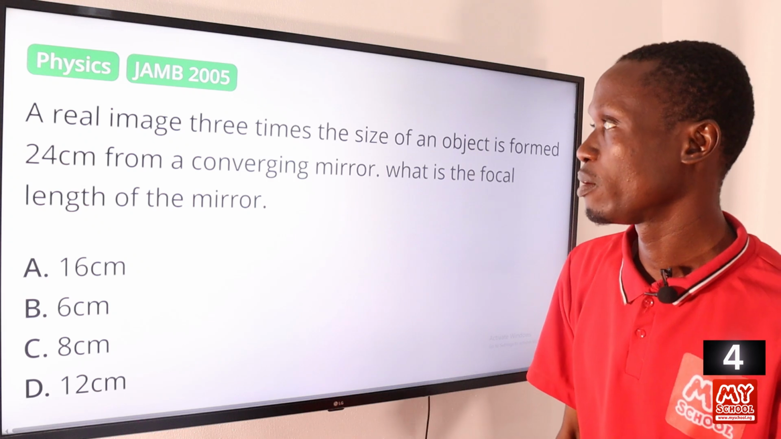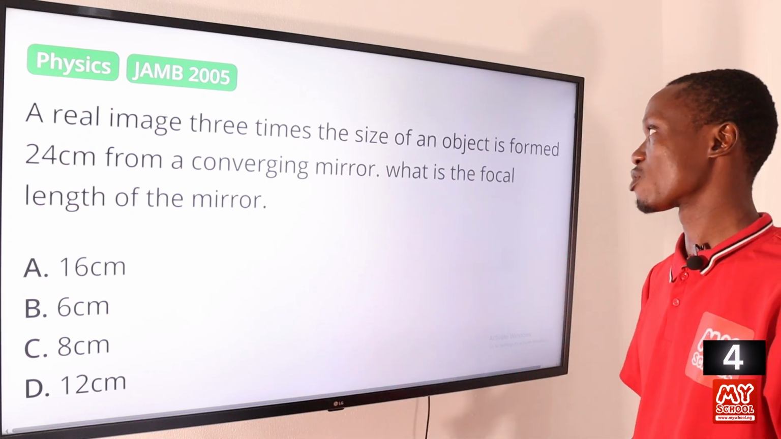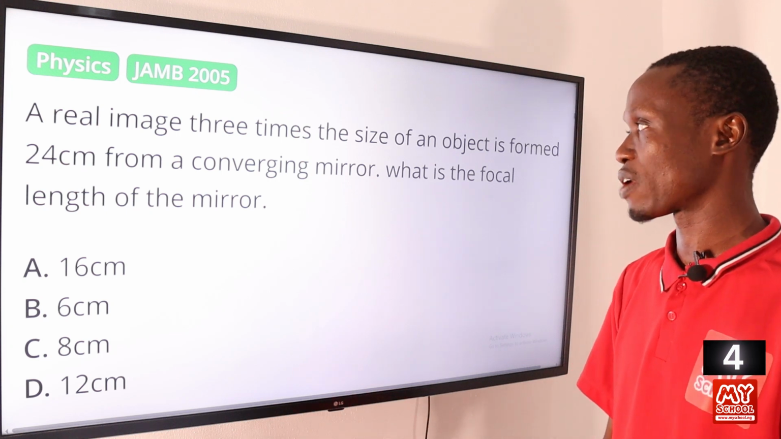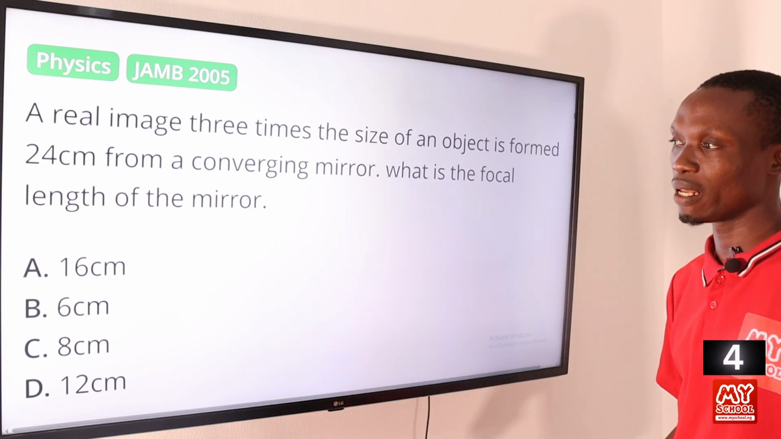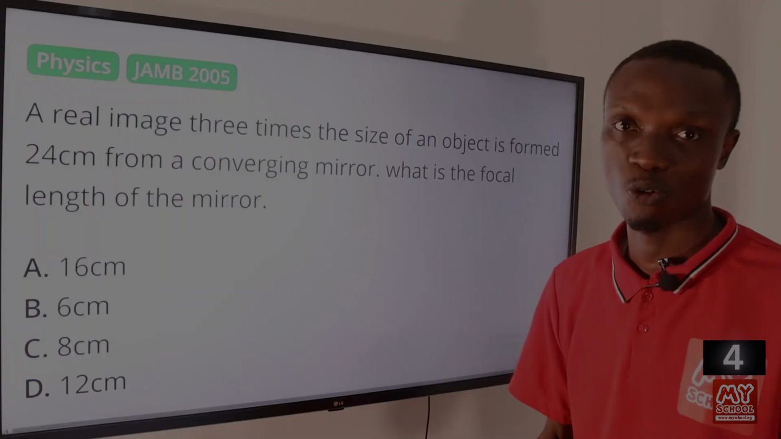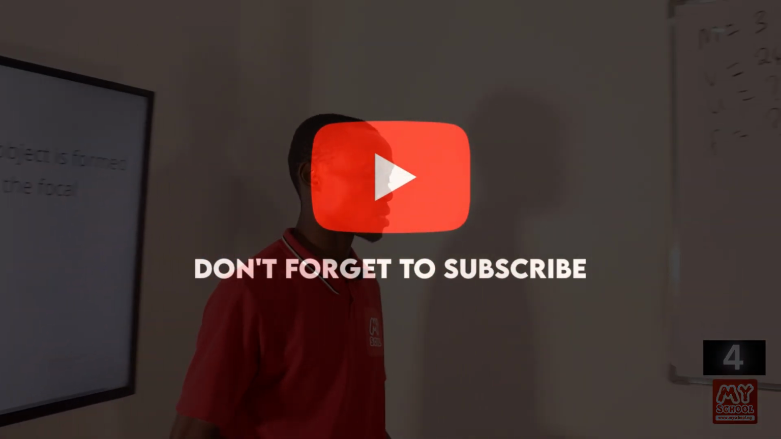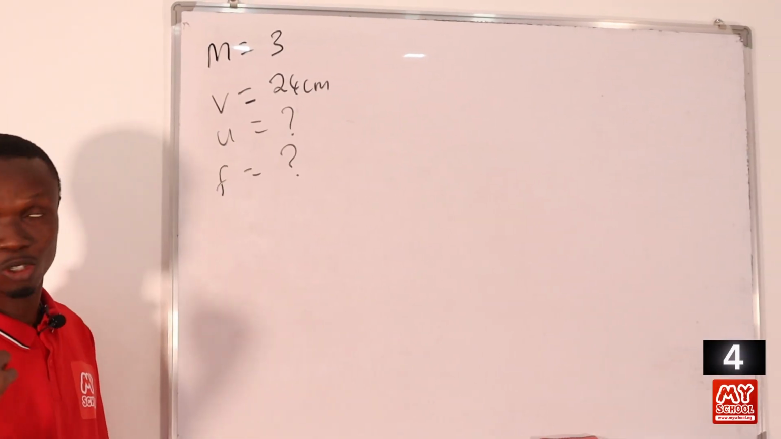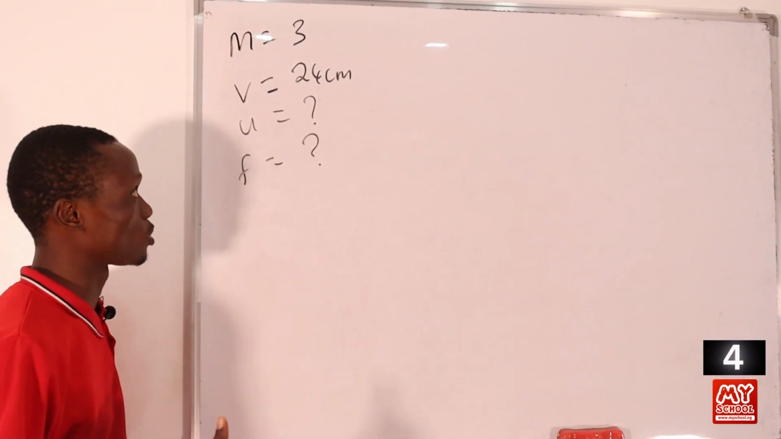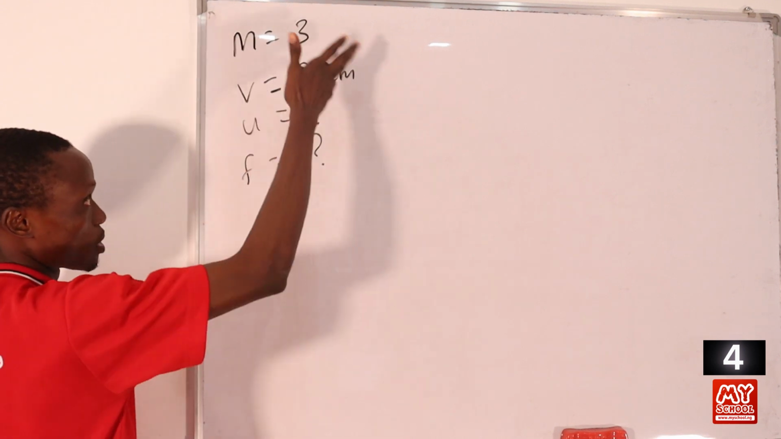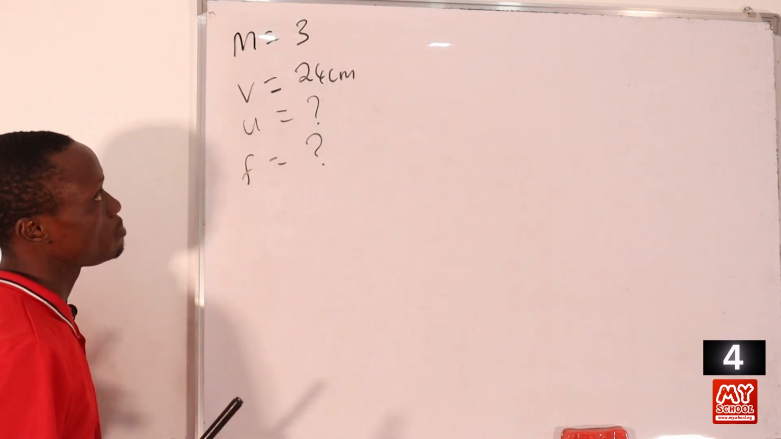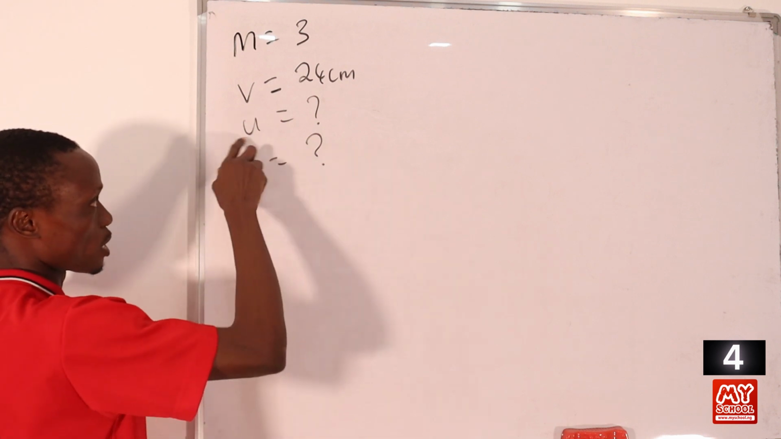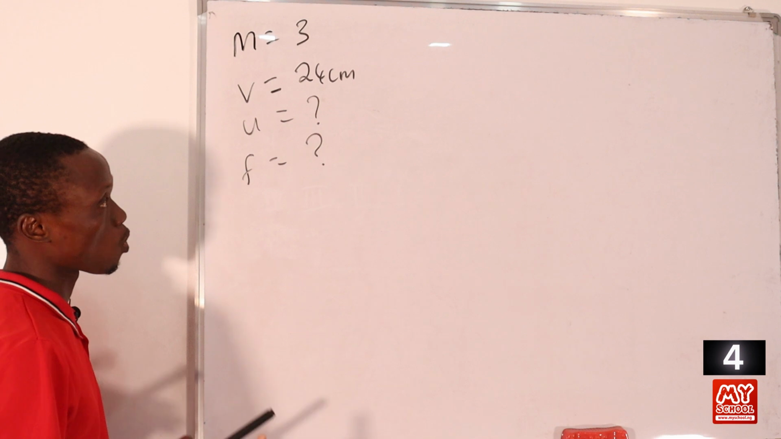Question 4. A real image 3 times the size of an object is formed 24 centimeters from a converging mirror. What is the focal length of the mirror? So let's move over to the board to provide answer to this question. In this question, we were told that magnification, even though the word magnification is not mentioned, equals 3, while image distance equals 24 centimeters. So from there we can actually calculate for object distance.